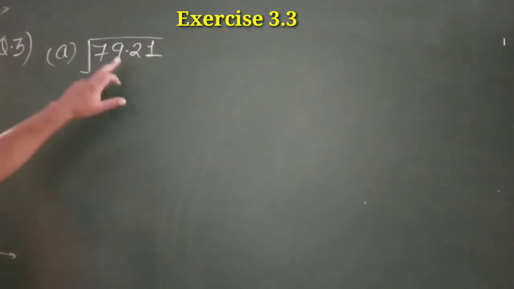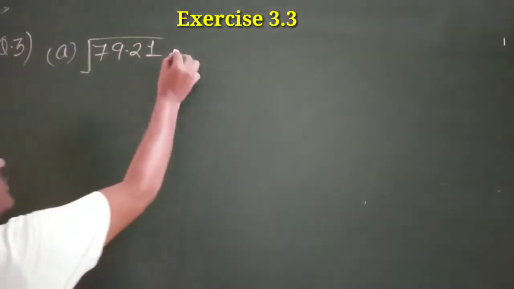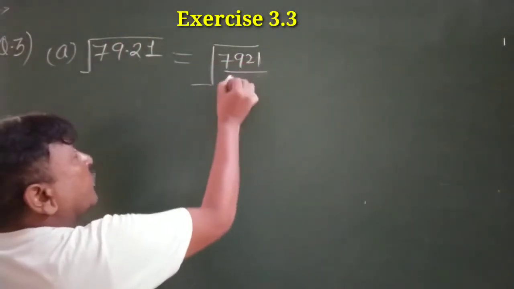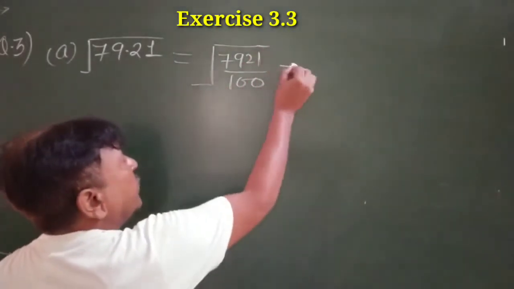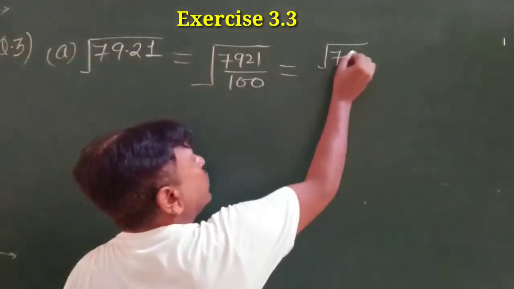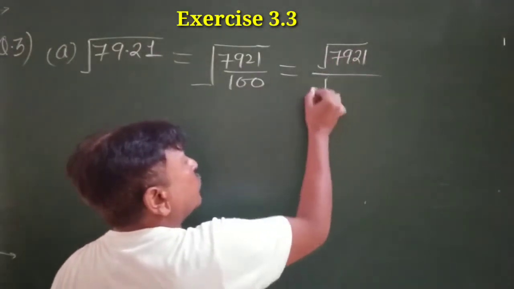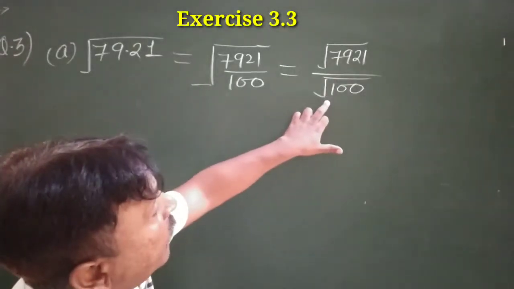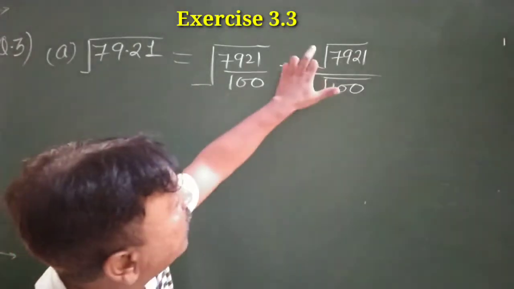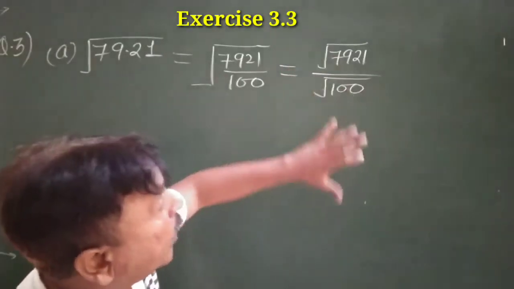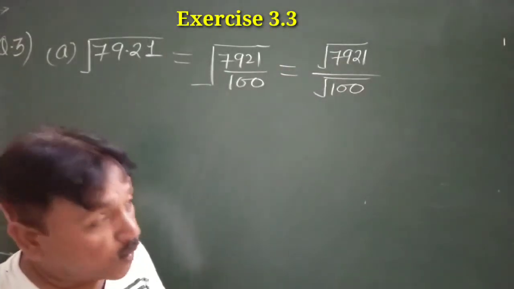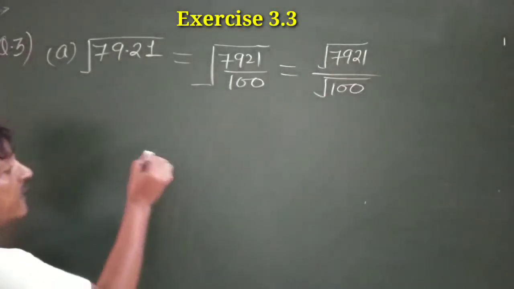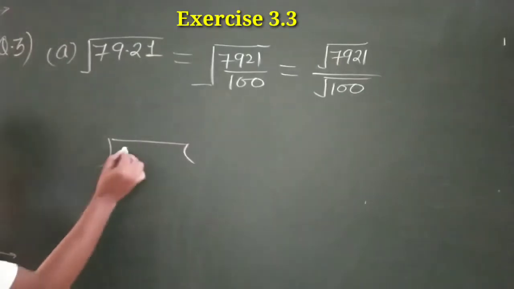How? First of all, remove this decimal. So what will we get? We will get root 7921 upon root 100, okay? This part we will solve with the help of factorization, and this part we will solve with the help of the division method, because this will make our solution shorter and easier, okay? So first of all, find the square root of 7921 by the division method.